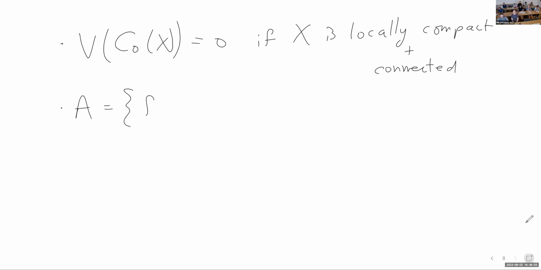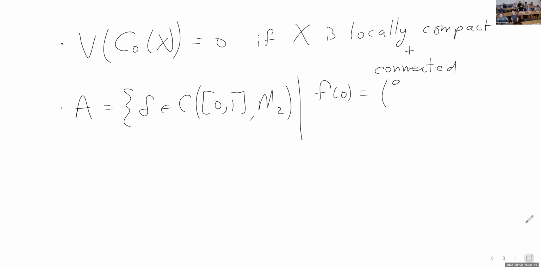So it's continuous functions from the interval into the 2x2 matrices, such that at 0, it's of the form A, 0, 0, A, let's say, and at 1, it's of the form A, 0, 0, 0. And A is a complex number. So it's the same A on both sides. Right. So this algebra, I claim, also has no non-trivial projections.